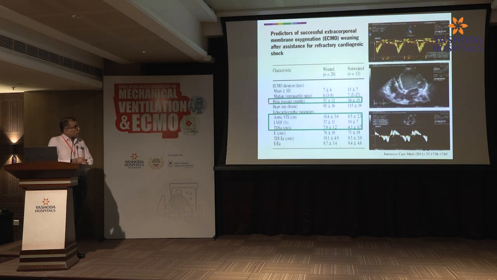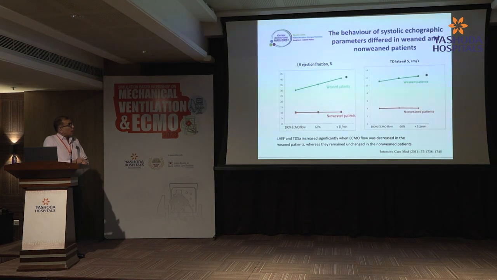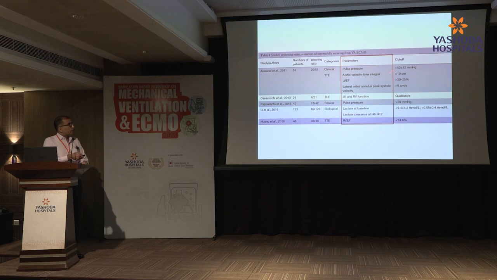These are some studies which show that the pulse pressure, aortic VTI, ejection fraction, and lateral mitral annular velocity are strong predictors for successful weaning from ECMO in these patients. This is another paper which shows that the non-weaned patients did not have any improvement. When they reduced the ECMO, there was no improvement in the ejection fraction and no improvement in the mitral valve lateral annular velocity. However, those patients who were able to wean had significant improvement in those parameters. So these are certain papers which have studied this, along with the right ventricular ejection fraction.